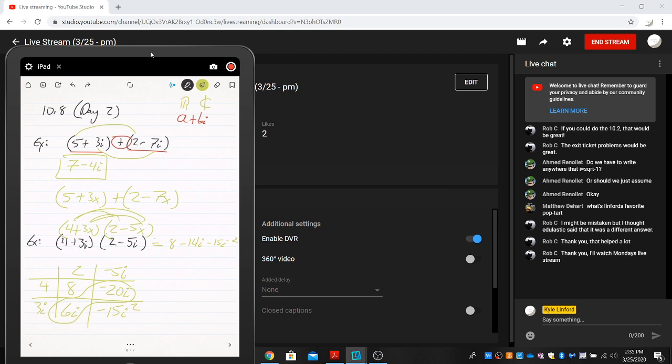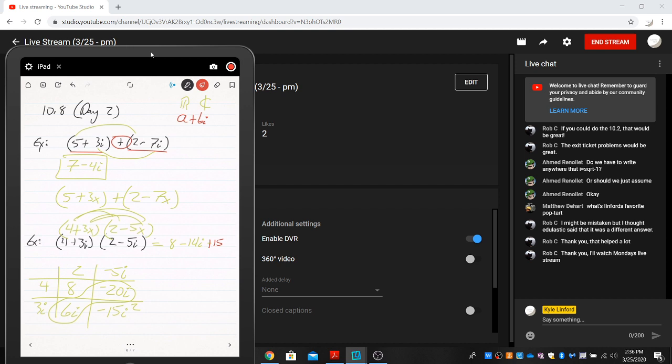We actually have to keep simplifying. Remember, i squared, how do we define it? i squared is just -1. So really we have 8 minus 14i minus 15 times -1. Well, -15 times -1 is just positive 15. -15 and -1, yeah, that's just positive 15.